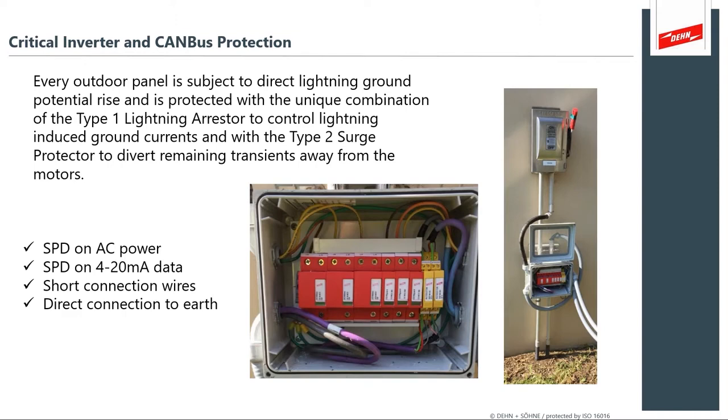Critical inverter and CAN bus protection. These are areas on the plant that are exposed, and you want to look at your cabinets. Is there SPDs on the AC power? Check. Is there SPDs on the 4 to 20 milliamp circuits? Check the box. Are we using short connection wires? Are we using direct connections, good direct connections to the bonding to earth? These are the things that we want to be looking at. And in your preventive maintenance schedule, you can build this directly into your program so that your site is best protected.